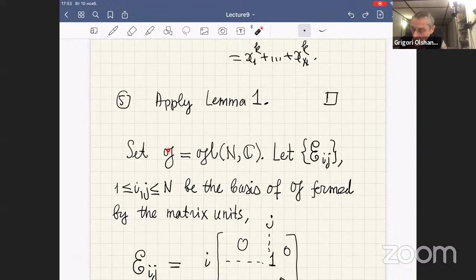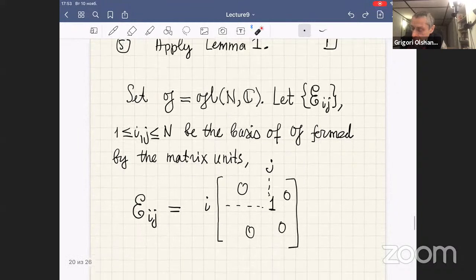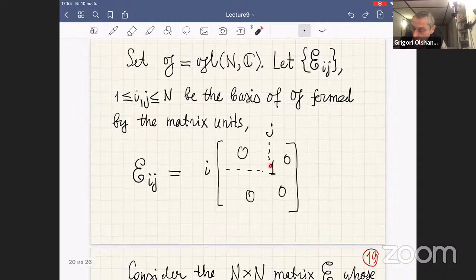So we return to our Lie algebra GL_N. And this is my notation, I will use script letters, for some reason which will become clear a bit later. These are the matrix units. So this is the basis in this space, which is formed by the matrix unit with 1 on the intersection of row number i and column number j. All the remaining positions are occupied by zeros. So this is a basis.